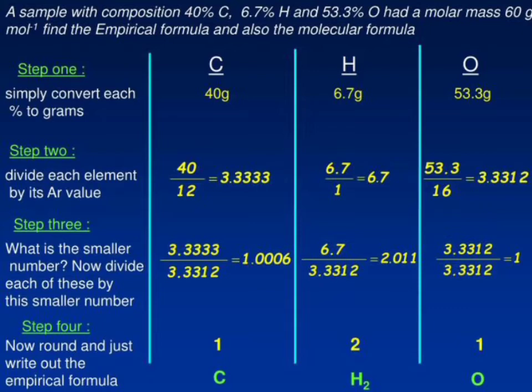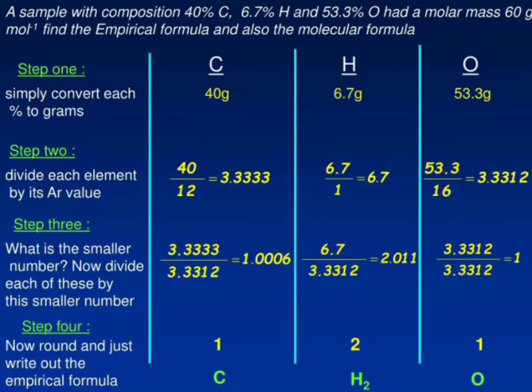The second step is to divide the mass of each element by its standard atomic mass. In the case of carbon, it is 40 divided by 12 and the answer is 3.3333. In the case of hydrogen, it is 6.7 divided by 1 and the answer is 6.7. And in the case of oxygen, it is 53.3 divided by 16 and the answer is 3.3312.